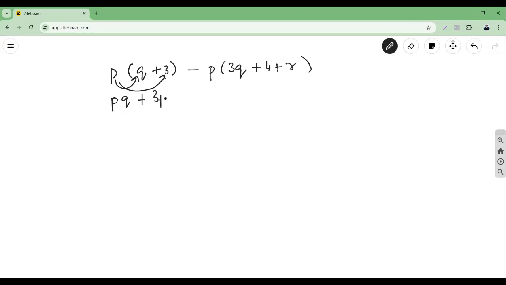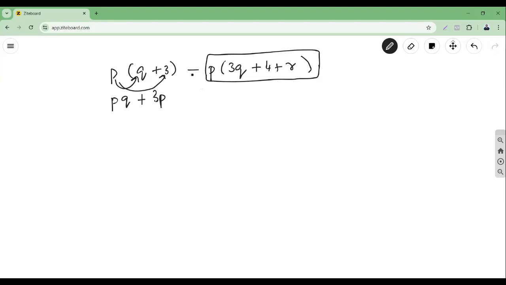let's take some other question where we'll have p multiplied by q plus 3 minus p multiplied by 3q plus 4 plus r. Okay, let's say this is the question for us. Now we have to multiply, distributive property, right? P multiplied by q gives me a pq. P multiplied by a 3 gives me a 3p. Okay, so that's all here now. This p, remember, p is getting multiplied to the entire this one. So remember, it is like this.